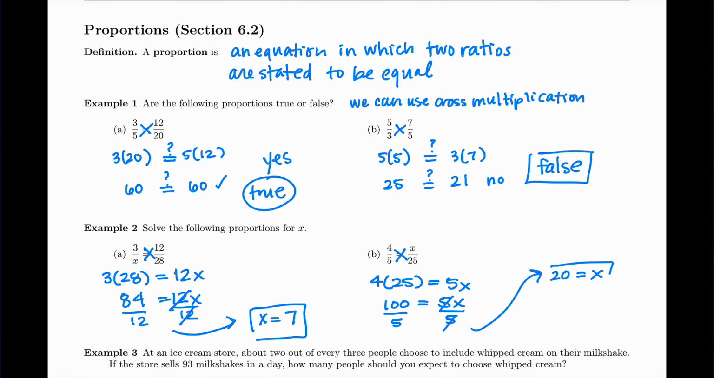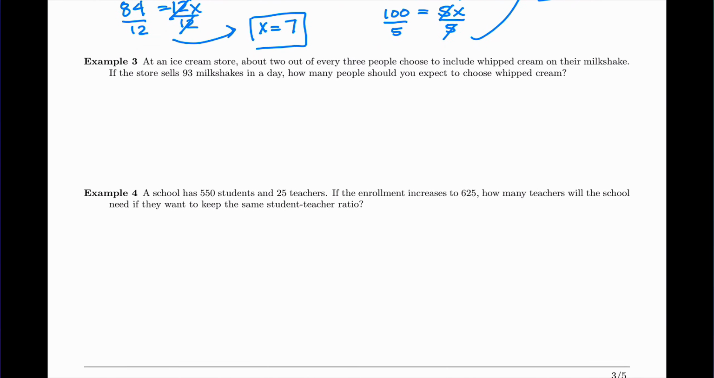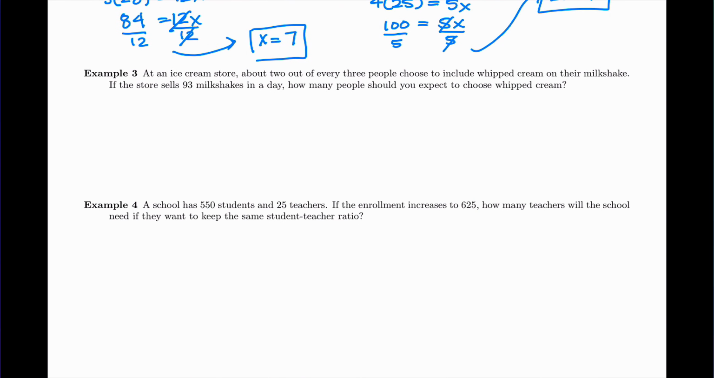We can use proportions to solve real-world applications as well. So let's look now at examples 3 and 4. Example 3. At an ice cream store, about 2 out of every 3 people choose to include whipped cream on their milkshake. If the store sells 93 milkshakes in a day, how many people should you expect to choose whipped cream? So what we want to see is we want to set up a proportion that has the same ratio. 2 out of 3, what is that out of 93?